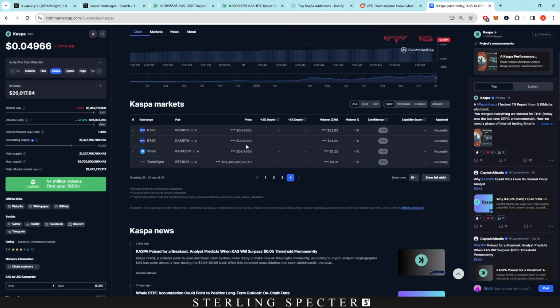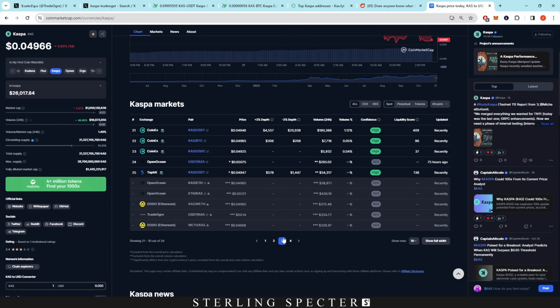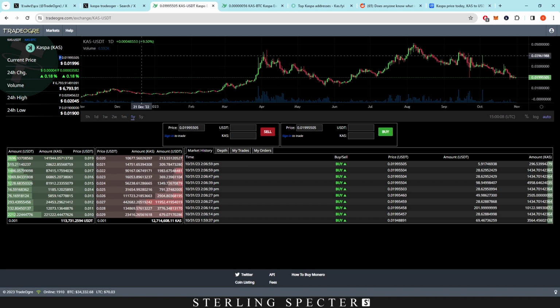So on CoinMarketCap, obviously the data for TradeOgre is a bit skewed. If we go to number 3 or number 2, well, it'll be here. USD to KAS is $50. Which is obviously not the right price at all. And that's not even remotely close to 0.019 that we're seeing on the actual exchange right here. Now the volume is still within the thousands, so around $7,000 of volume still going on in 24 hours, I believe. So there's obviously people trying to trade Kaspa coin, buying and selling it.